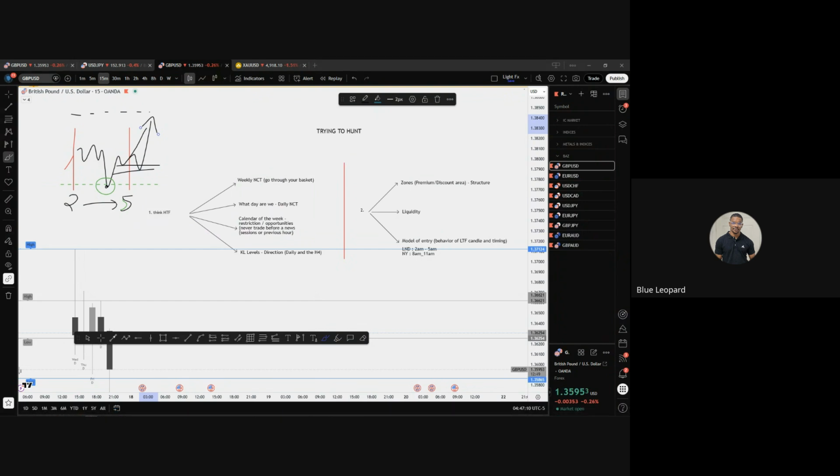Last week, we had a very good trade with GBP USD. I sent a trade, and then I caught the mitigation of GBP USD. I'm trying to find it here, if we have one. Yeah, I think I caught it. Let me see if I have it. Yeah, it's this one.